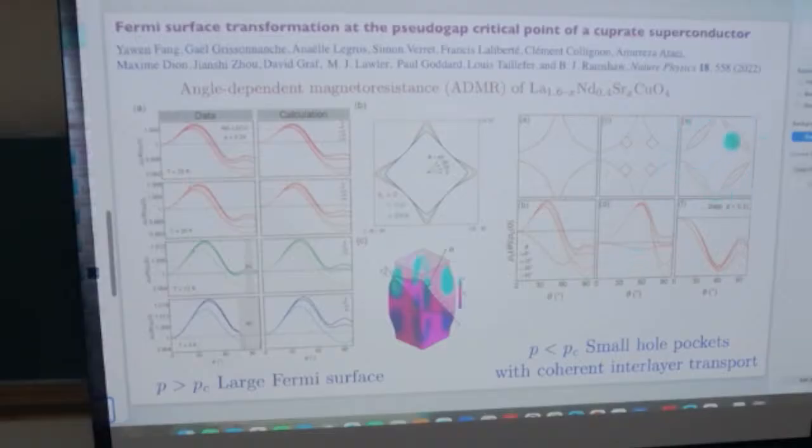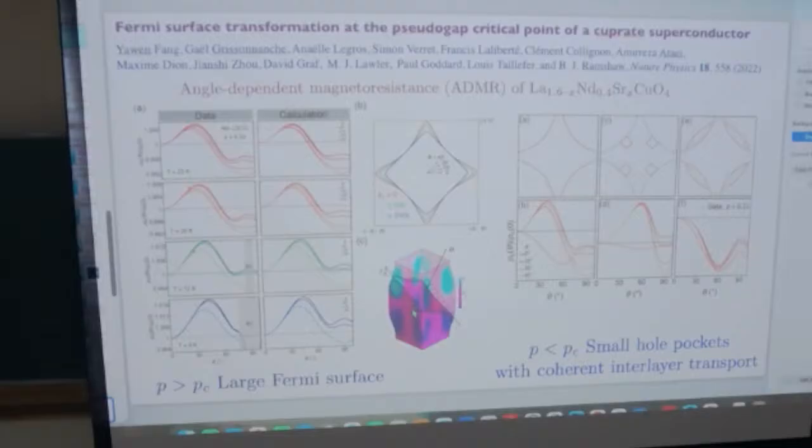And these kind of pocket models do a much better job of explaining the angular dependence than anything else at low doping. And in fact, what this experiment shows very clearly for the first time is that whatever this low doping pseudogap metal is, whatever the carriers are, they have coherent interlayer transport. So there's no way you get these complicated angular dependencies unless you have some coherent dispersion in the c-axis direction.